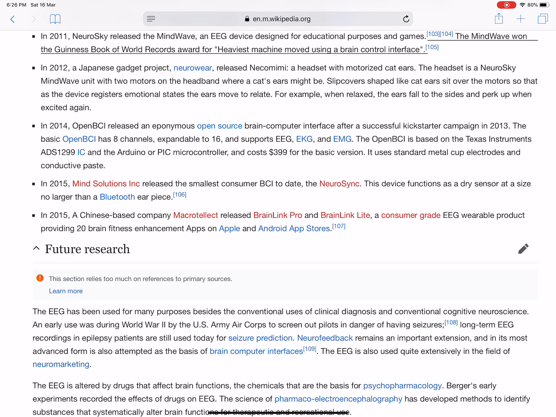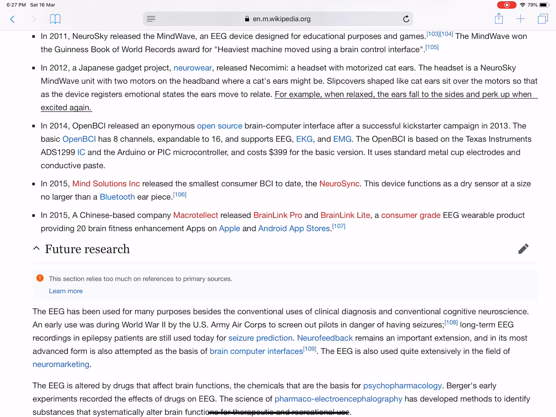In 2012, a Japanese gadget project, Neurowear, released Necomimi, a headset with motorized cat ears. The headset is a NeuroSky MindWave unit with two motors on the headband where a cat's ears might be. Slip covers shaped like cat ears sit over the motors so that as the device registers emotional states, the ears move to relate. For example, when relaxed, the ears fall to the sides and perk up when excited again.